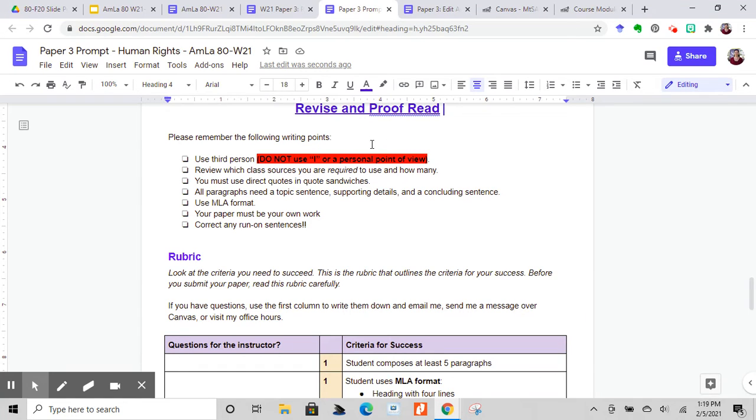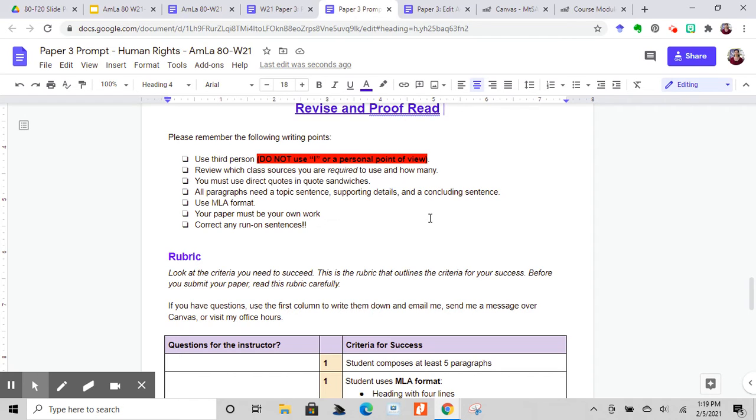All right, so here we are in the revise and proofread section of the directions. Now remember, before you submit your paper, you should read it, make changes, make additions, make improvements, make it the best it can be. You should not just write your first draft and then turn that in. You can always make improvements before you turn in a final draft of a paper. That's a very important step in this process.